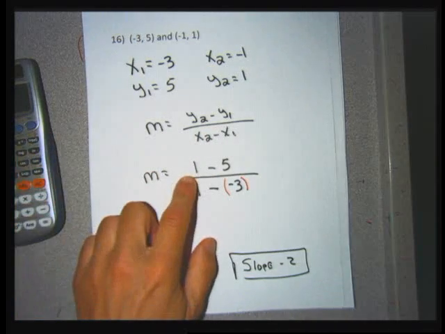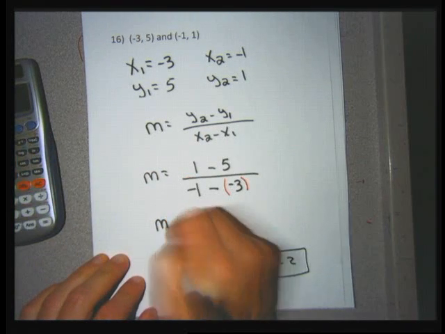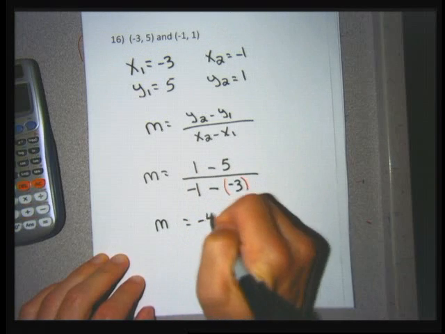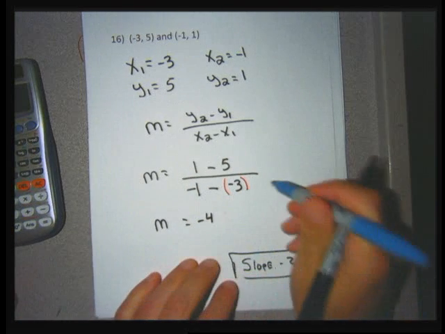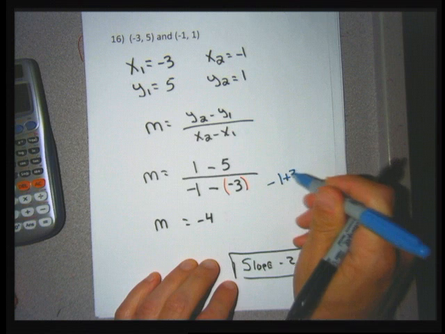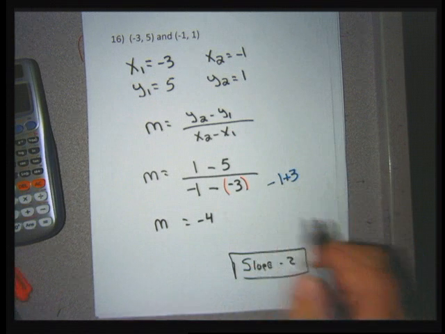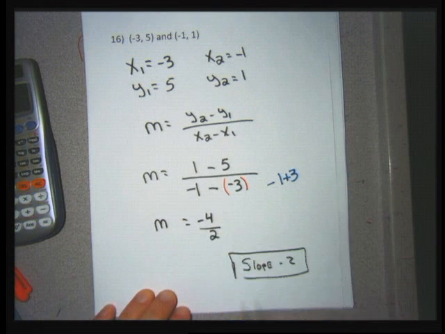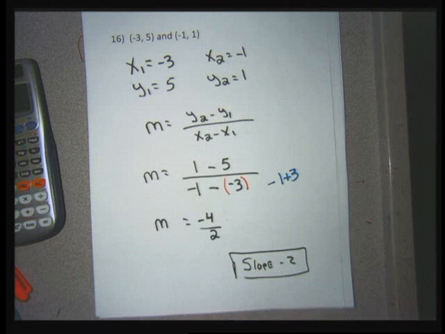But without my calculator, the numerator, 1 minus 5, is -4. The denominator, I have a double negative, which I'm going to turn to a plus. The denominator is going to turn into -1 plus 3. -1 plus 3 is +2. -4 over 2 is going to be -2. So the answer to problem 16 is -2.